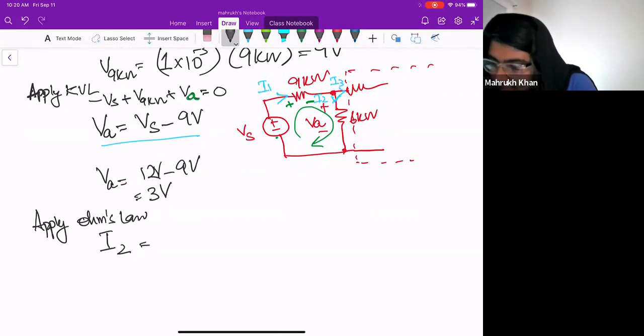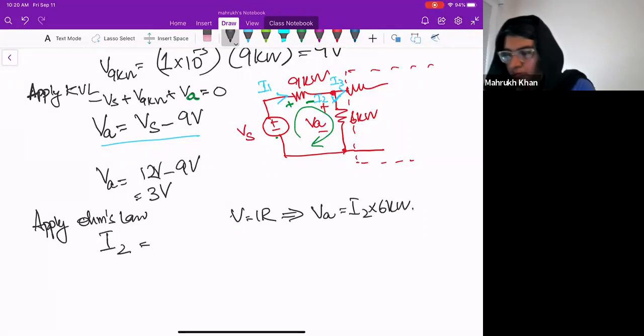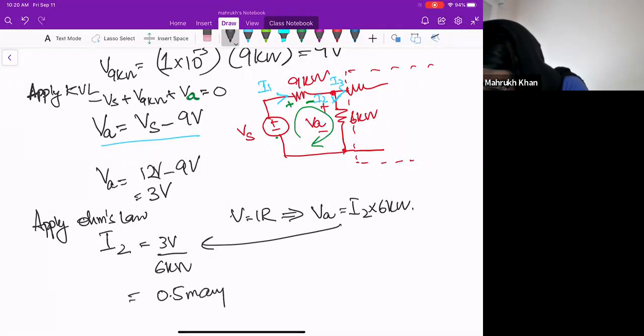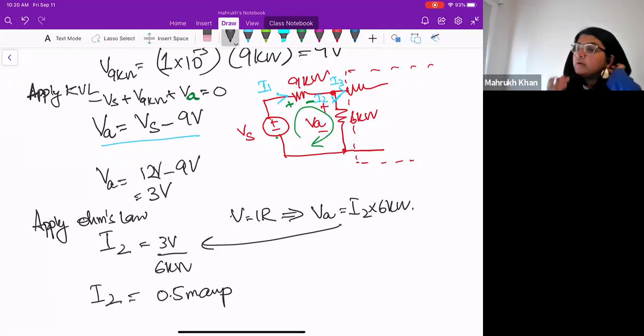And Ohm's law says V is equal to IR. Which means in this case, VA is equal to I2 into 6 kilo ohms, right? And VA we know, so it's 3 volts divided by 6 kilo ohms. So it's 0.5 milliamps. We are clear about that too, right?